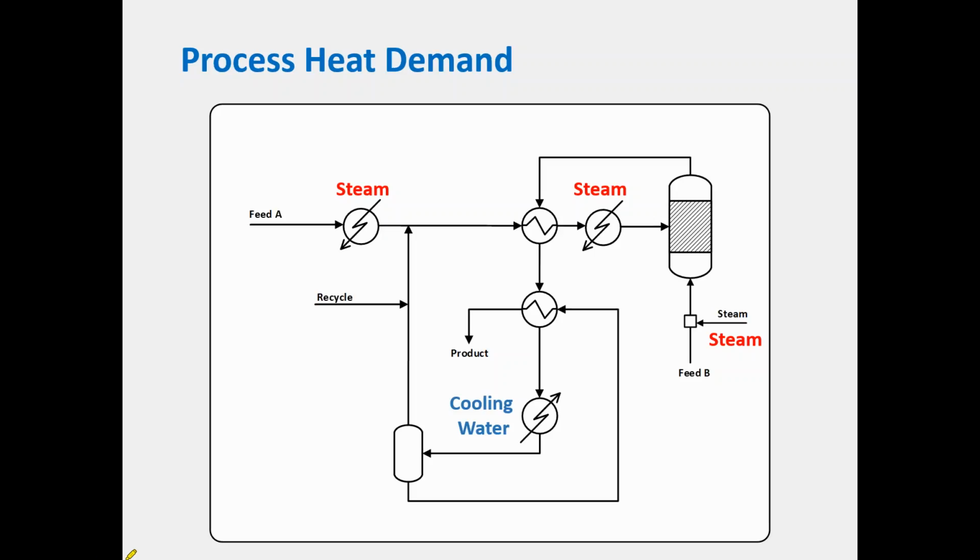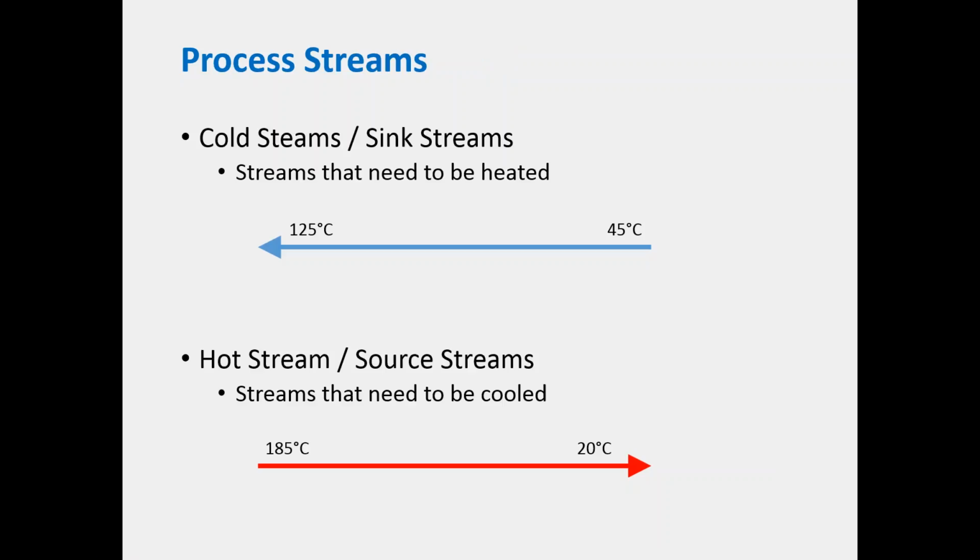Now if we just consider the process streams for a moment, we can define two types of streams when we consider process heat. We've got what we call a cold stream or a heat sink, which are streams that need to be heated. For example, we may have a stream that comes into the plant at 45 degrees, and before a process we may need to heat that up to 125 degrees. So that is a cold stream, a stream that starts cold and needs to be heated.